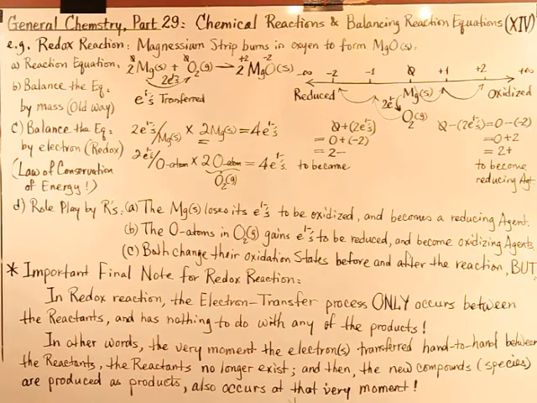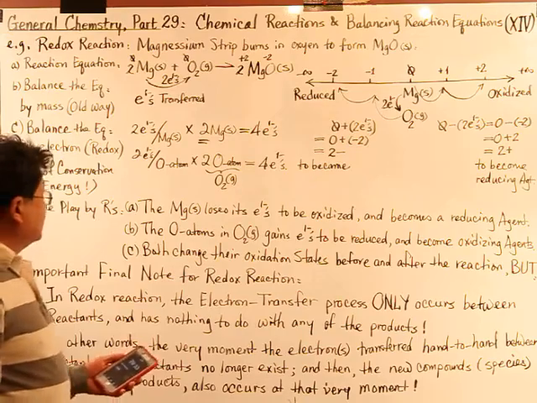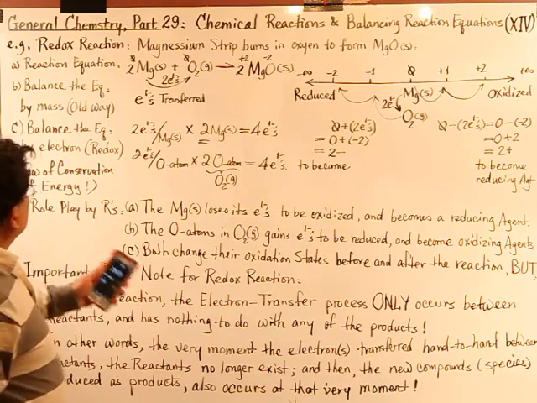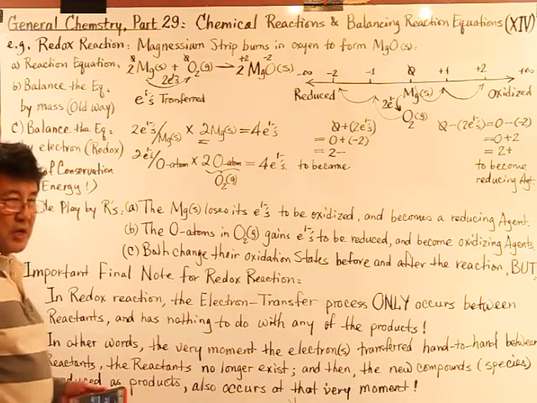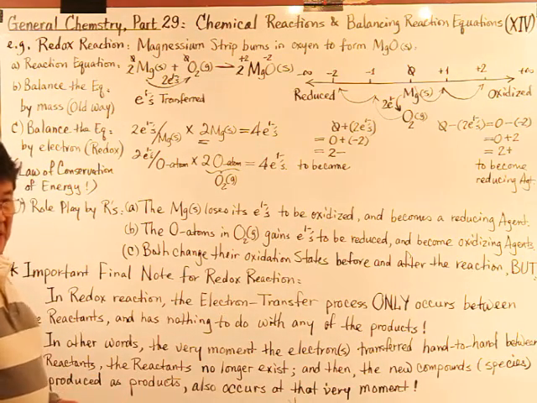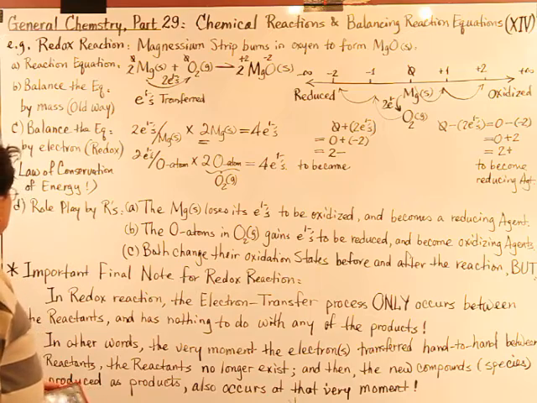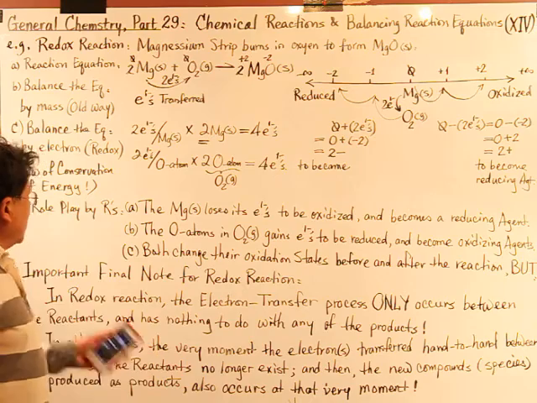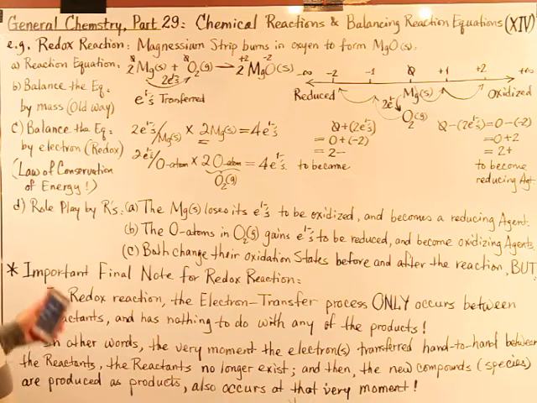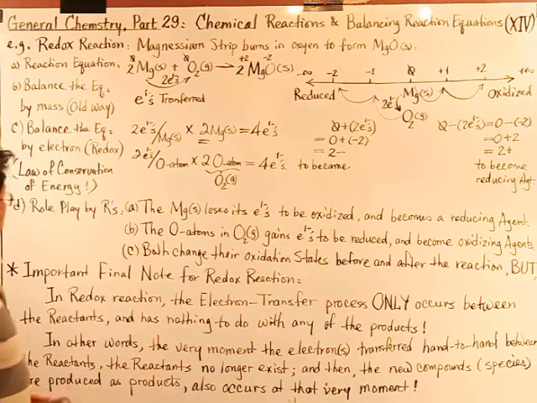Okay, let's continue. This is going to be part 29 for General Chemistry 141. We stopped in the middle of the reduction-oxidation reaction and introduced the roles played by the reactants. We finished that. Now I rewrote it in a little bit clearer fashion.